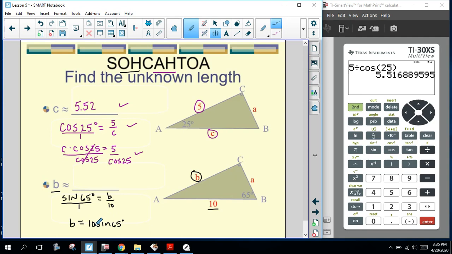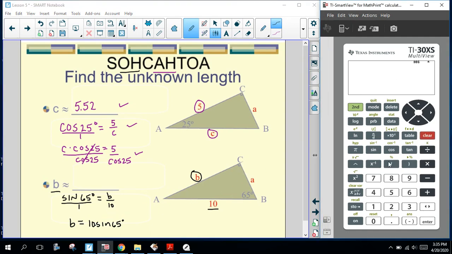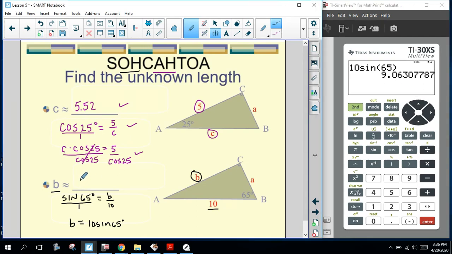So down to the calculator activity, I'm going to take 10 times the sine of 65 over here. Clear what we had before, 10, and then the sine of 65, and we hit enter. All right, so in the end, B, or the length of this side, ends up being 9.06 if we round that off to 2 decimals.